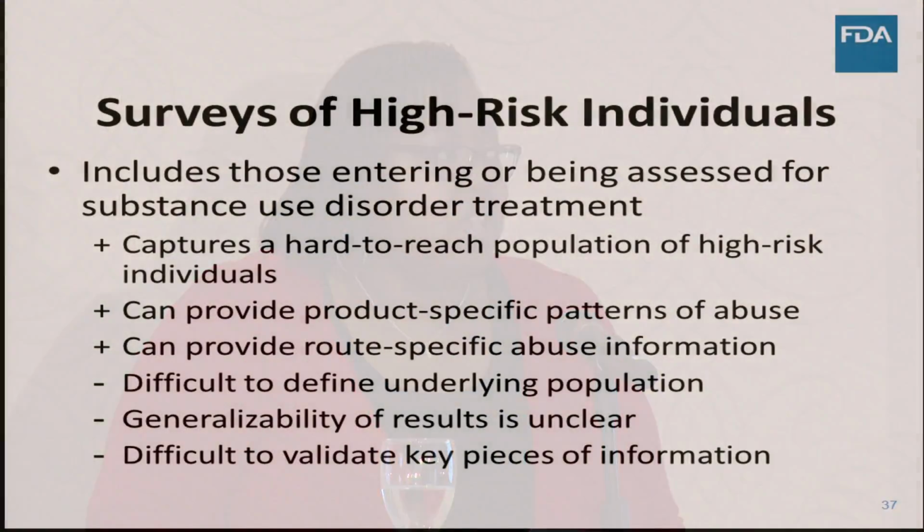The second group are surveys of high-risk individuals, and these generally include folks who are being assessed for, or who are entering treatment for, substance abuse disorders. This can again capture a hard-to-reach population of high-risk individuals, and can also provide product and route-specific abuse information, which can be very valuable.